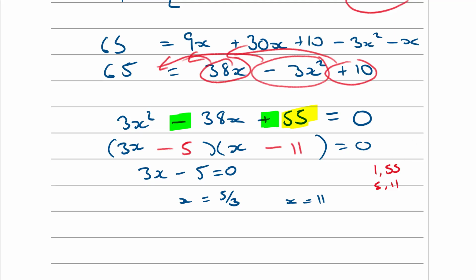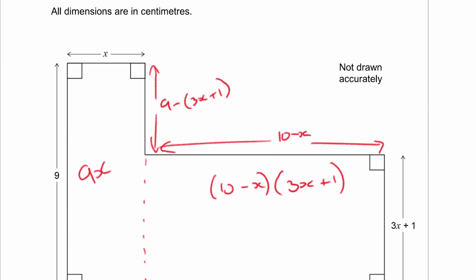So going back and looking at the diagram. Okay. Now, if x is 5/3, no problem. But if x is 11, what do you notice? Well, if x is 11, then this side here is 10 subtract 11, which is minus 1. And now in the context of this question, x equals 11 doesn't make any sense.